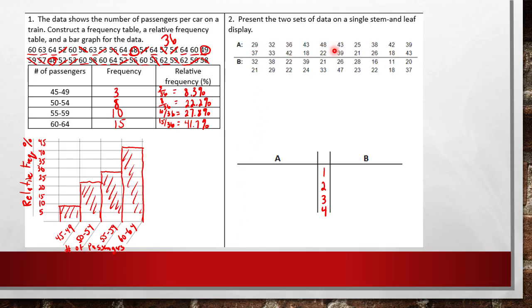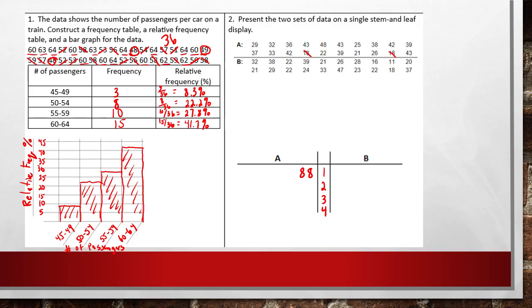Okay, so if I look through here, I've only got this 18. And I have a second 18 right there. So for this one, when I go to write my leaves, remember the stem is the 1, so then I have 2 8s. Okay, now I'm going to do the 2s. So I'm just going to cross them off as I use them to make sure I get them all.